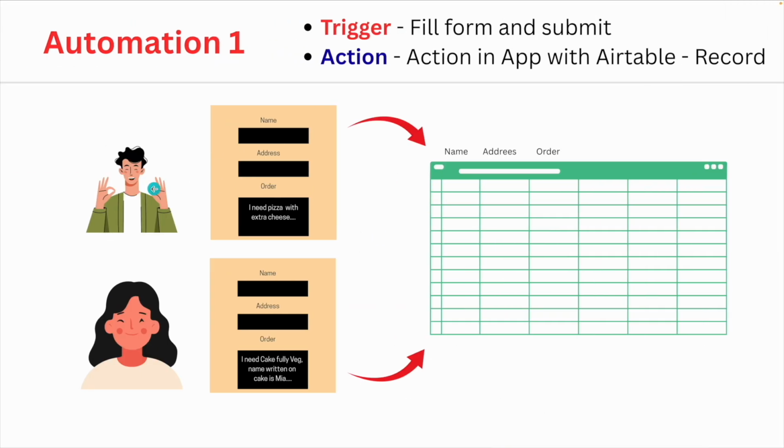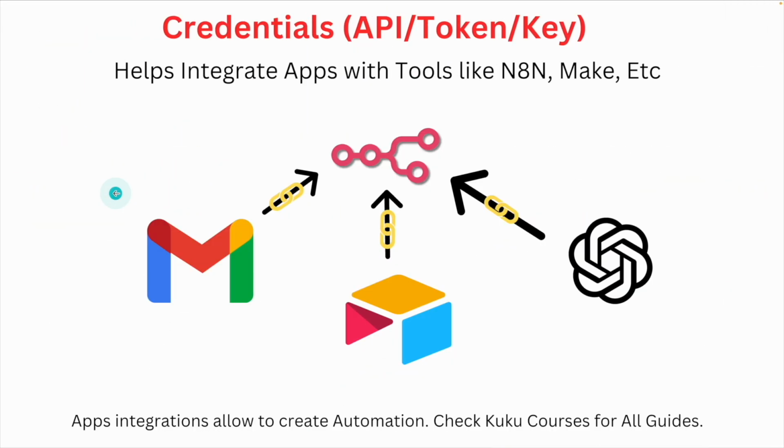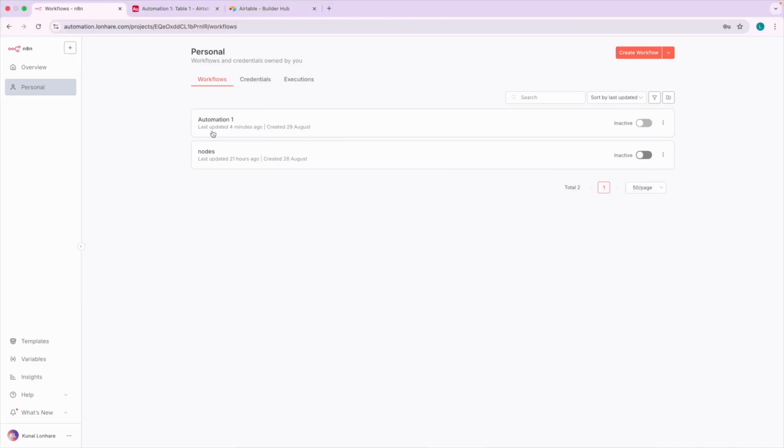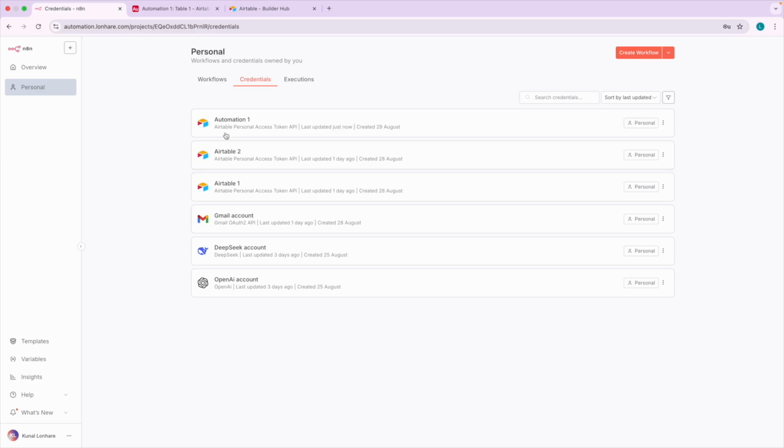Because we have told you that when we talk about credentials, if you want to use any application, here you can see Airtable, we have just connected that with N8N using credentials, which is the token key. This is required because N8N only allows us to do this automation, right? So each and every app you need to connect.